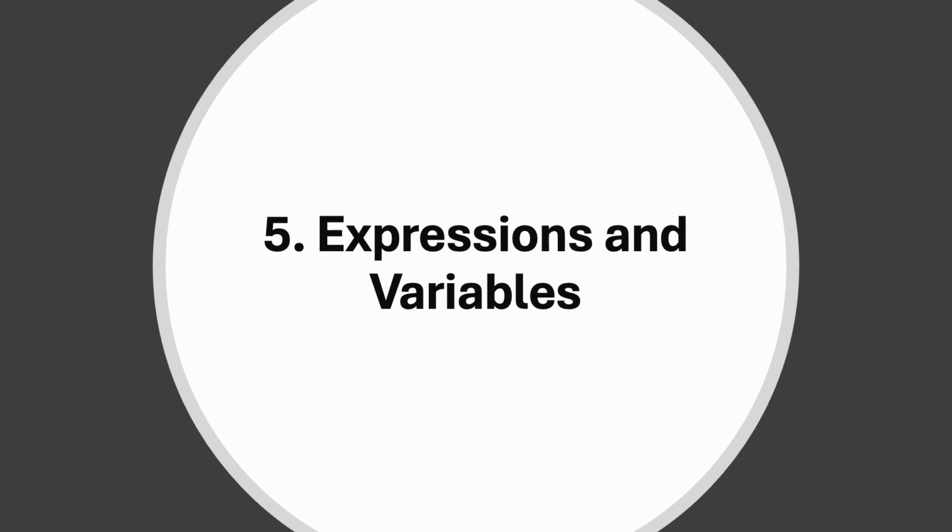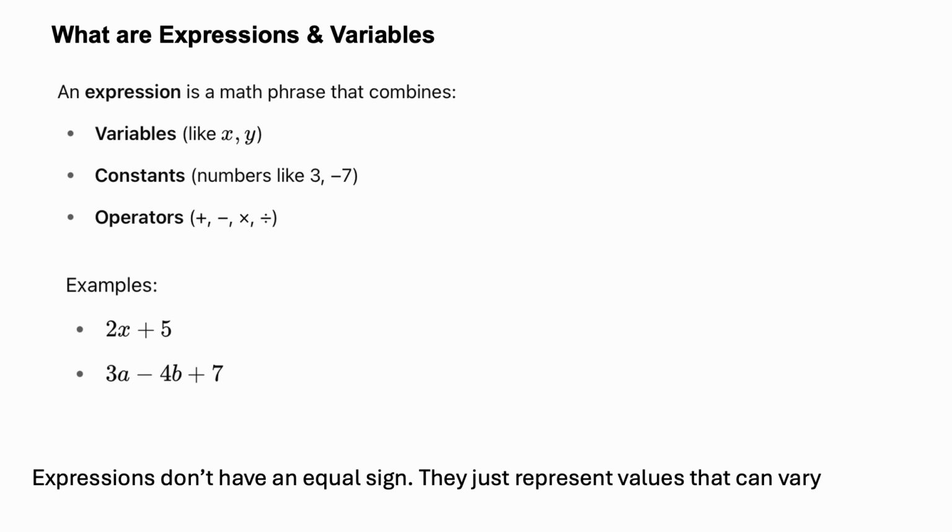Now coming to expressions and variables. What are expressions and variables? Expressions are math phrases made of variables, constants, and operators. Some examples are 2x plus 5 or say 3a minus 4b plus 7. So, these are examples of expressions. Remember, expressions don't have an equal sign. They just represent a value that can vary.